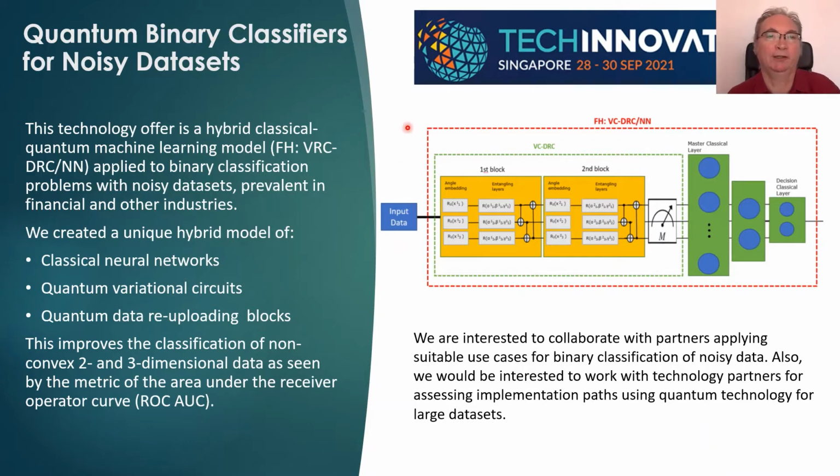So here we've taken a novel approach of combining classical neural networks with quantum classifiers. We have two quantum classifiers. We have a variational classifier called VC and then a data reuploading classifier DRC. These are combined into one unit. We found that this improves the classification accuracy and in particular the measure of the receiver operating curve and looking at the area under that curve.